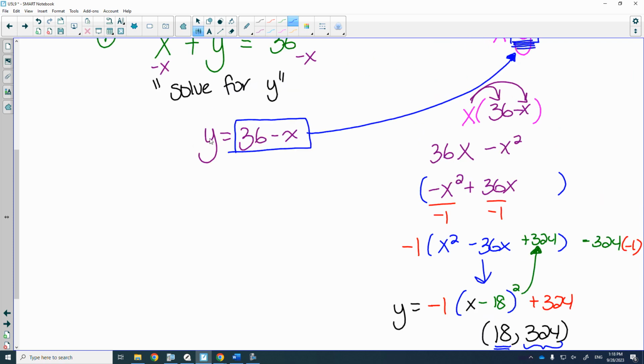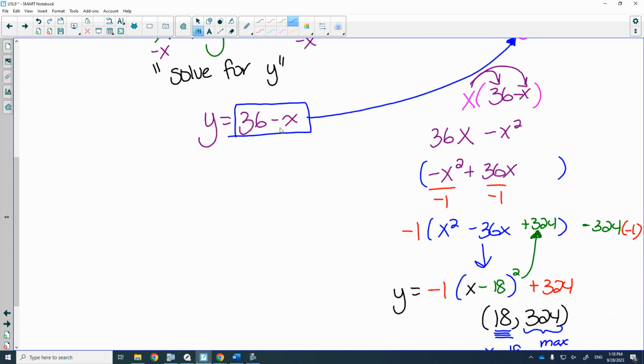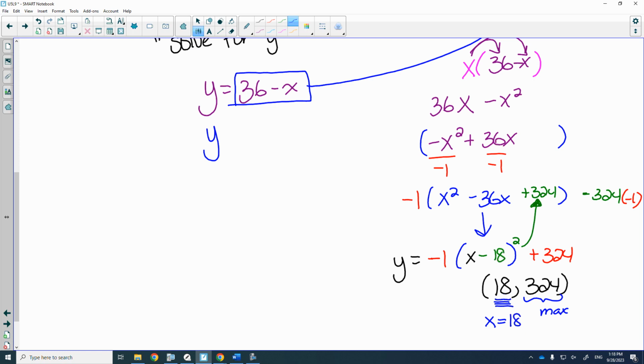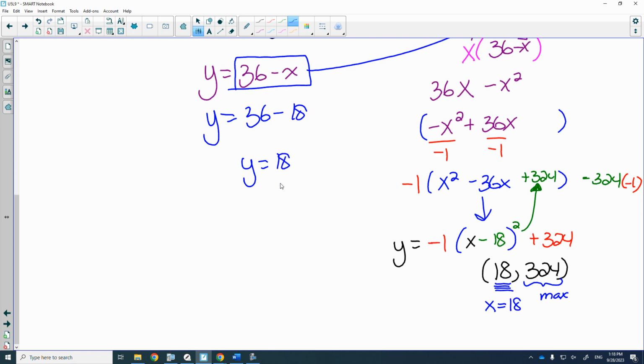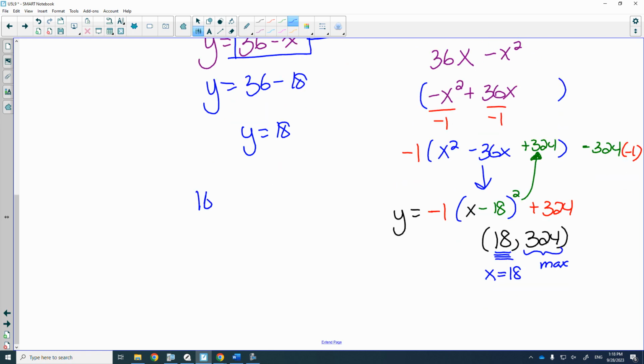So here's our equation. We'll do a second one of these just because a lot of you will be like, oh my God, what was she doing? 36 minus, if x is 18, 36 minus 18, y is also 18. Those are my two numbers, 18 and 18. 18 and 18 will sum to 36. And if you multiply 18 and 18 together, what product does it give you? It gives you 324. So the two numbers are 18 and 18, and the max product that you could get is 324.